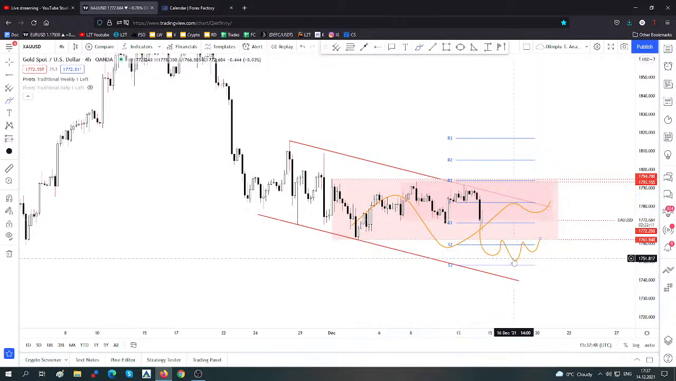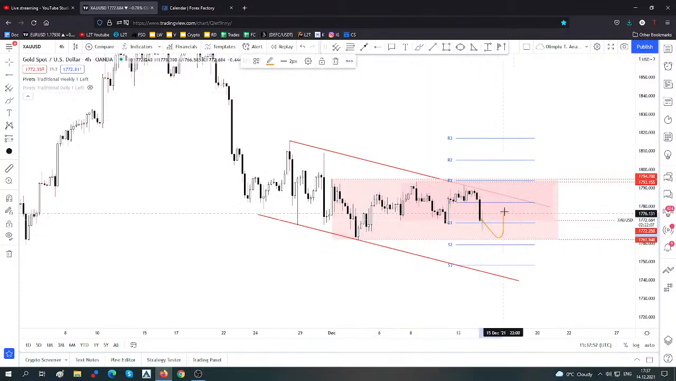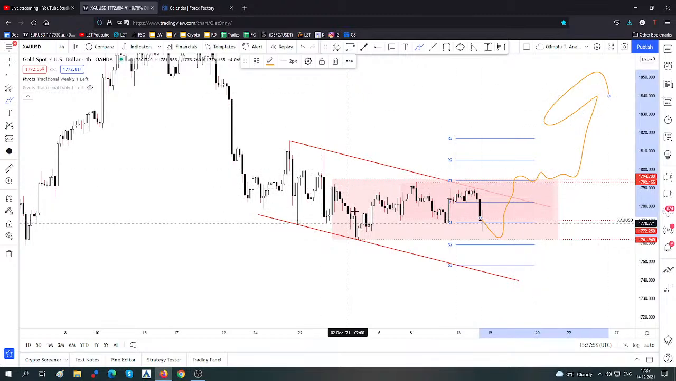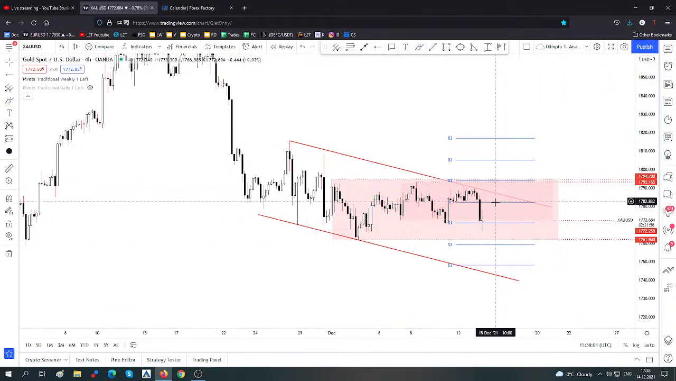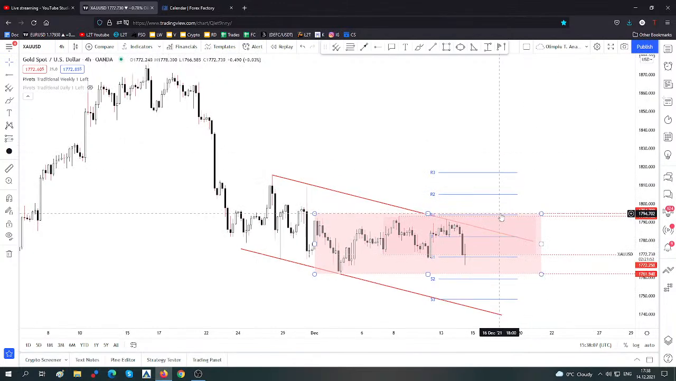Or if the price will continue to stay within this pattern, to print a new leg higher, to rebound, and if it makes an upside breakout from this extended range, then we'll have an opportunity to go long, only because the price of gold will register a strong upwards movement.